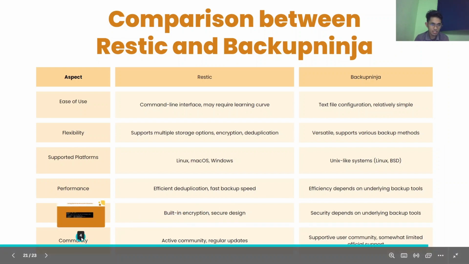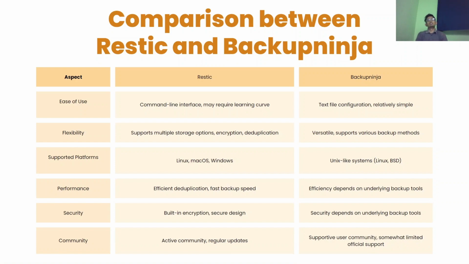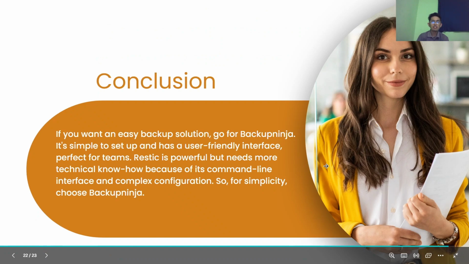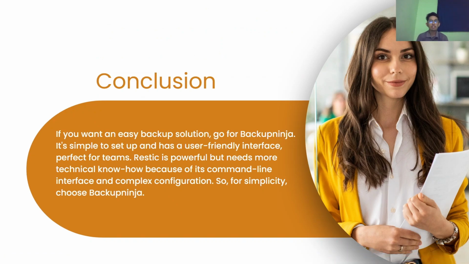And last but not least is community. For Restic, we have an active community and regular updates. For Backup Ninja, we have a supportive user community and somewhat limited official support. So here, Restic wins again because it has regular updates, but Backup Ninja has somewhat limited official support. But both have a good user community.